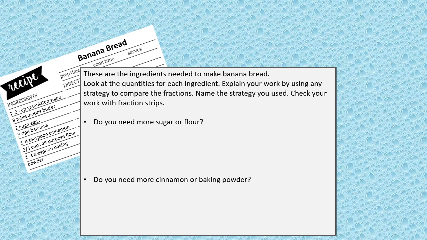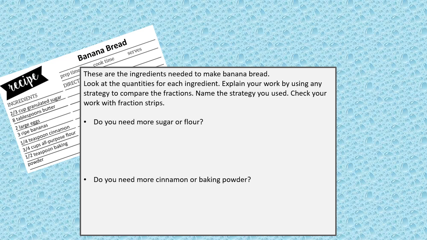On the left-hand side of your screen, you have a recipe, and the recipe is for banana bread. And on the left side, you have all the ingredients. And you'll notice that you see a lot of fractions. In cooking, boys and girls, you do use a lot of fractions because you don't always need a whole of something. Sometimes you just need a part. So they list them as fractions.